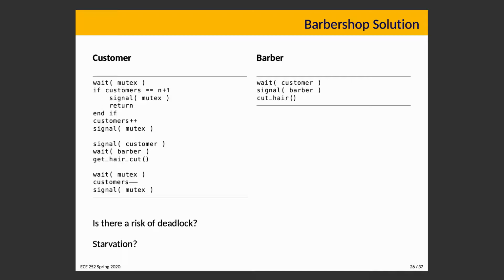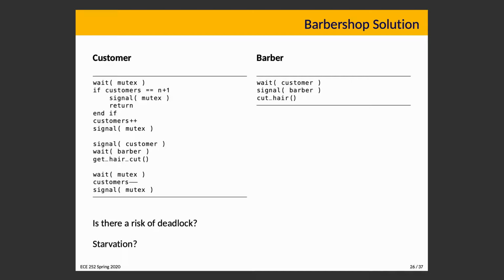Very good. Okay, so as for the customer, wait on the mutex, check to see if customers is n+1, that's our give up condition. And so n+1 means all the n waiting chairs are filled, plus the one in the chair who's actually getting their haircut right now. And you'll notice that we do not forget to signal mutex here in this if block, which is to ensure that we don't exit from this function while still holding onto the mutex. That would be bad. Otherwise, increment the number of customers and then signal on the mutex.